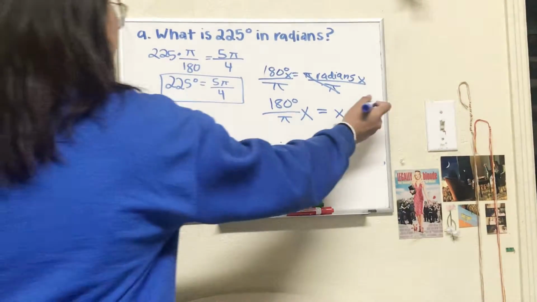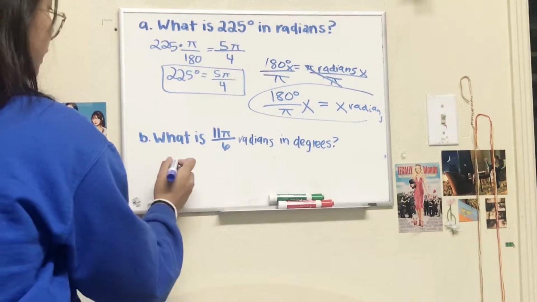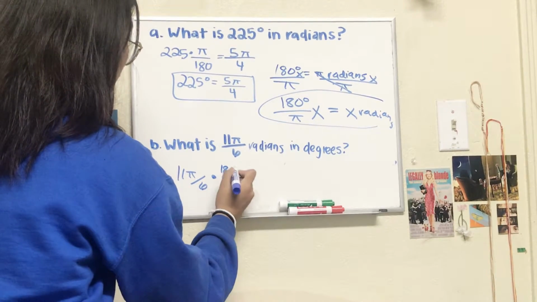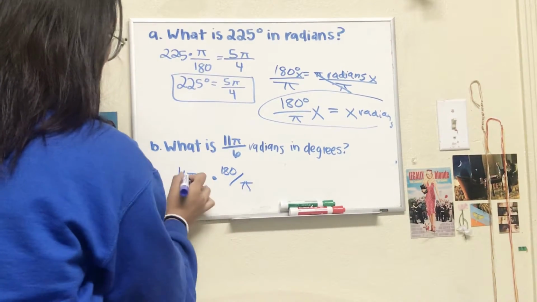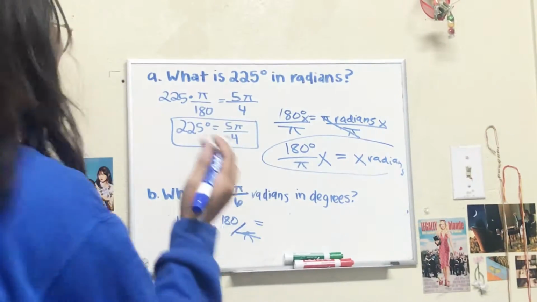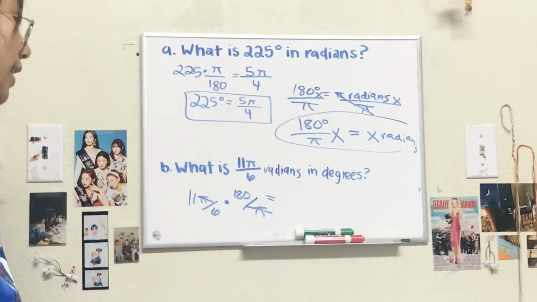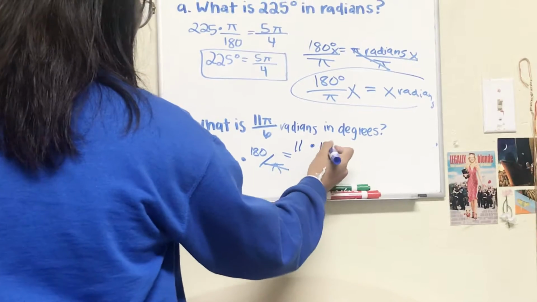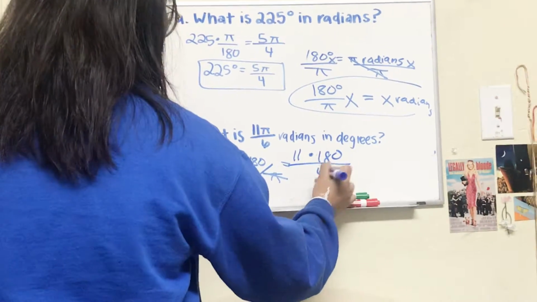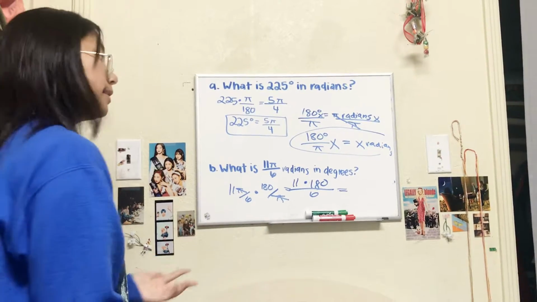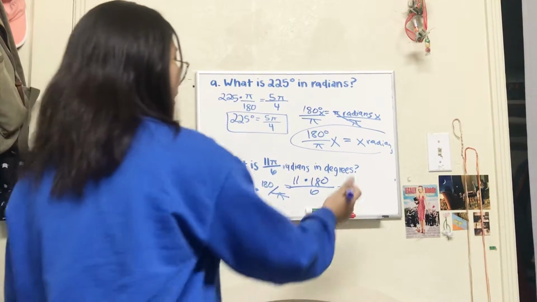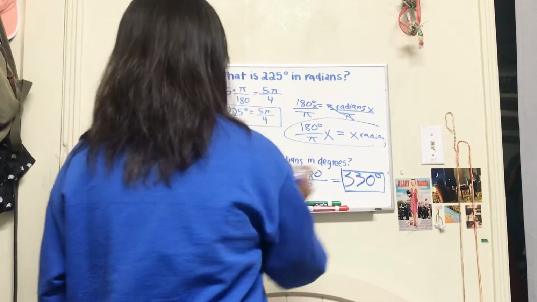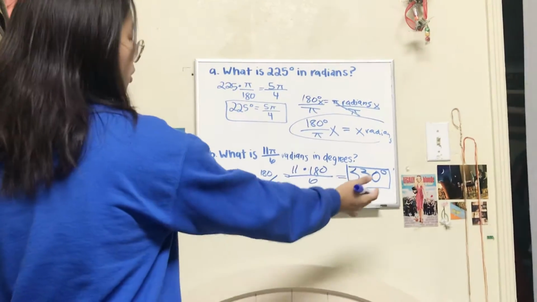So now if we apply this formula, we will get 11 pi divided by 6 multiplied by 180 divided by pi. In this case, we can now cancel the two pi's out because they are the same values and we don't need them, leaving us with 11 multiplied by 180 divided by 6, which, if you simplify it, is equal to 330 degrees. Thus, 11 pi divided by 6 is equivalent to 330 degrees.